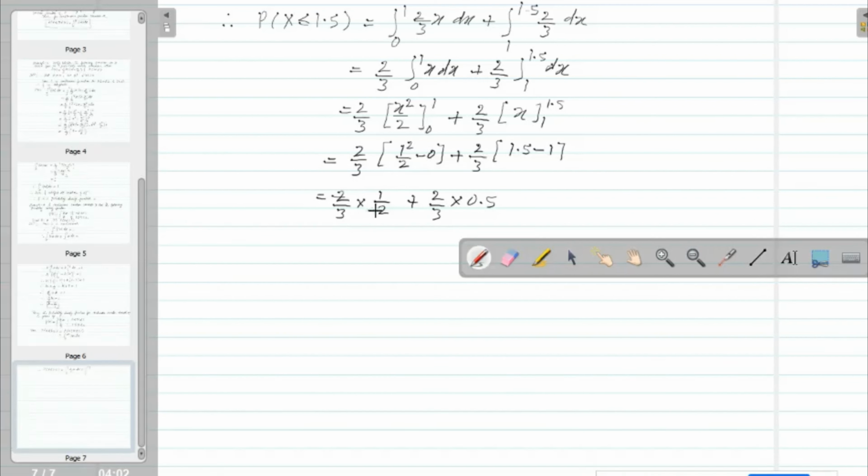So these two will cancel. Here you will get 1 by 3 plus 1 by 3, that is again 1 by 3. Denominator is same, the numerator will be added, that is 2 by 3. So this is your final probability of x, which lies between 0 to 1.5.